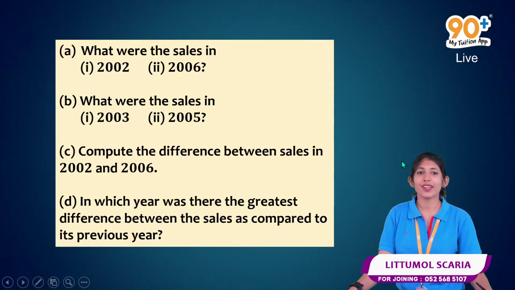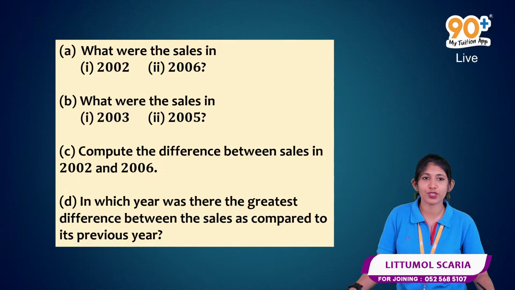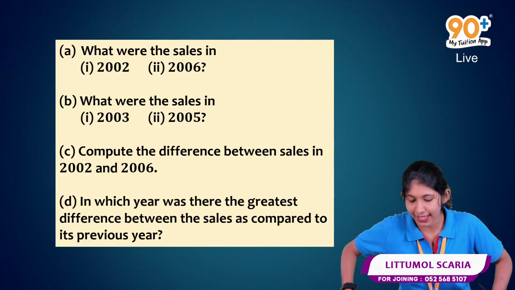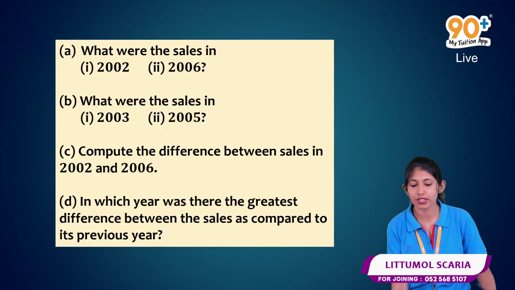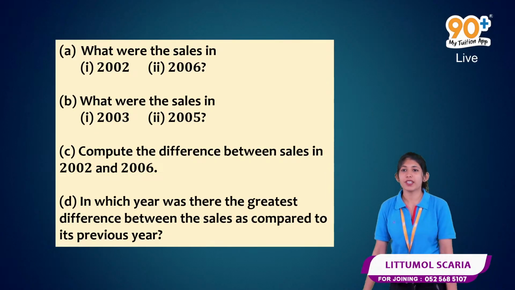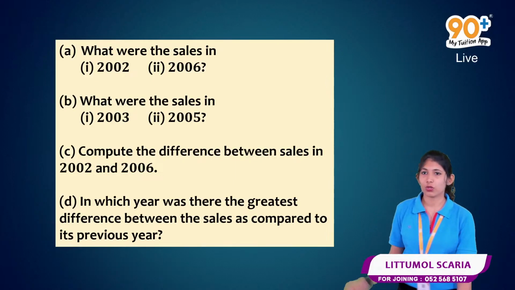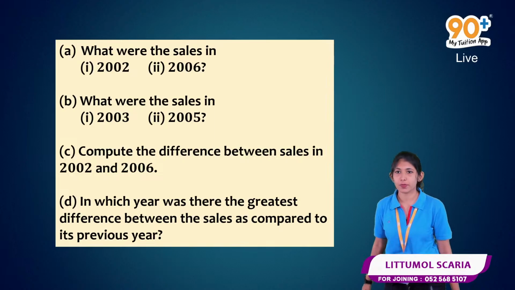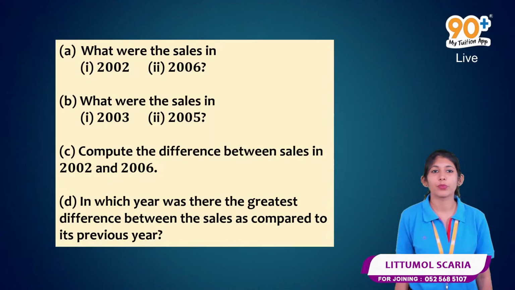Okay, so these are the questions based on the graph that you saw just now. What were the sales in 2002, 2006? Sales in 2003, 2005? Compare the difference between sales in 2002 and 2006. So here comes a value calculation. In which year was there the greatest difference between sales as compared to its previous year?